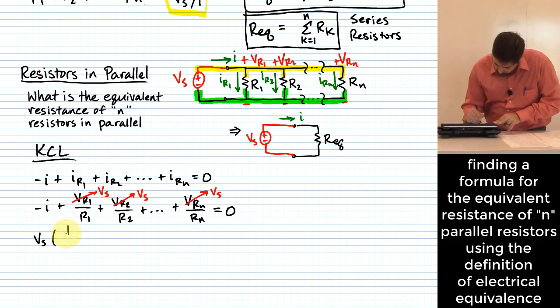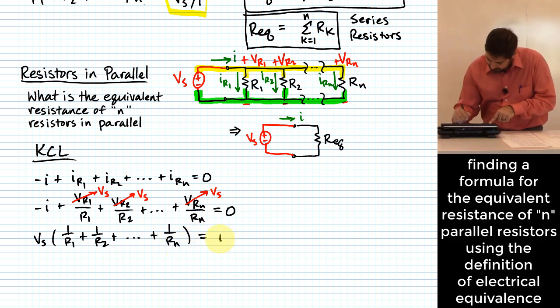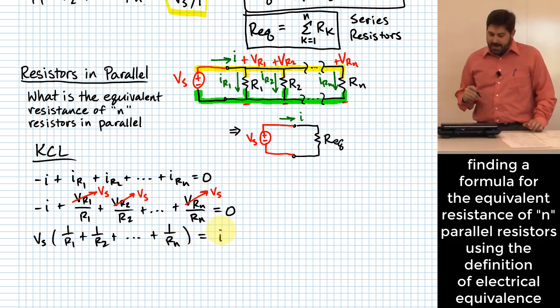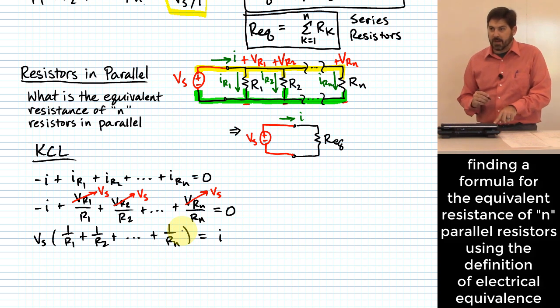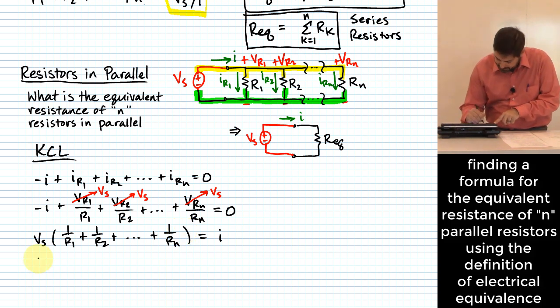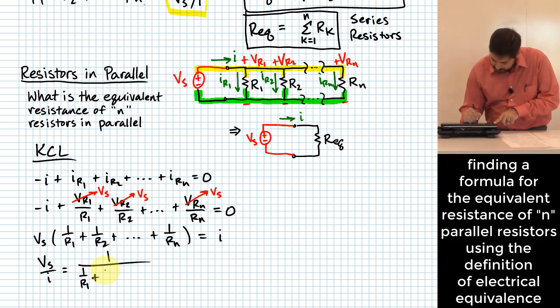Okay? So I'll do it this way. VS times 1 over R1 plus 1 over R2 plus dot, dot, dot, plus 1 over Rn is going to be equal to I. Now, let me divide both sides by I and divide both sides by this sum. Okay, does that make sense? So on the left, I get VS over I, and on the right, I get 1 over R1 plus 1 over R2 plus dot, dot, dot, plus 1 over Rn.